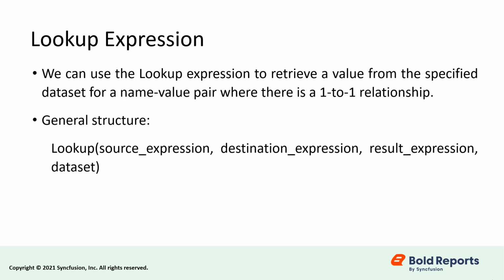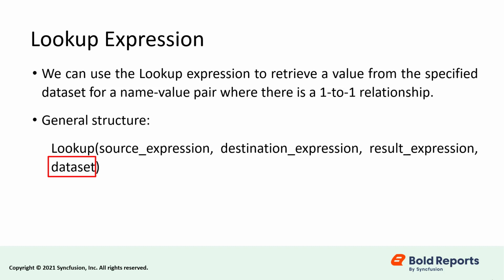First, let's see about the lookup expression. We can use the lookup expression to retrieve a value from the specified dataset for a name-value pair where there is a one-to-one relationship. The general structure of the lookup expression is as follows. In this expression, source expression is an expression that specifies the name or key to look up. Destination expression is an expression that specifies the name or key to match. It is compared with each row in the dataset. Result expression is an expression that specifies the value to retrieve from the dataset.